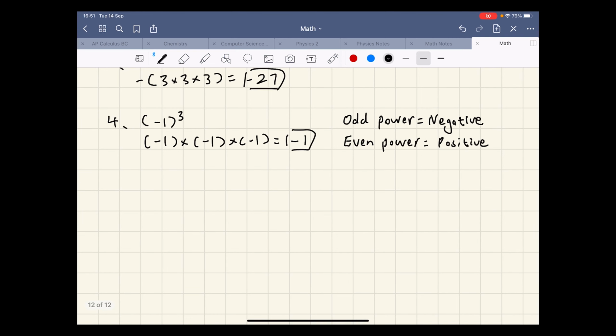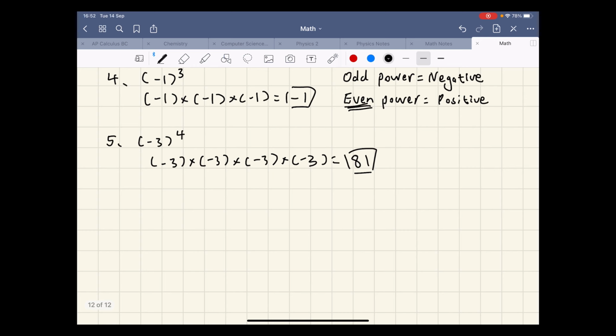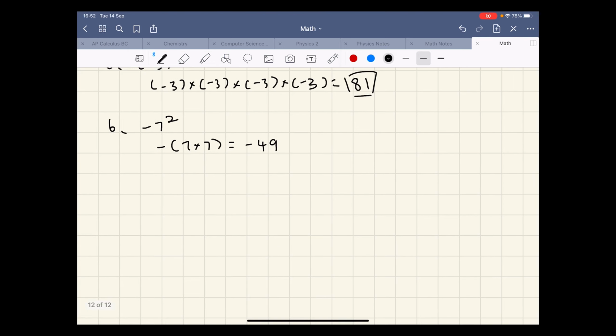However, let's look at number 5, which says negative 3, parenthesis, to the fourth power. So we have negative 3 times negative 3 times negative 3 times negative 3. And since this negative number is raised to an even power, the answer will be positive, and this will give us 81. Number 6, negative 7 to the second power. You just do 7 times 7, and you get negative 49. Number 7, negative 2 to the third power. You do negative 2 times 2 times 2, you get negative 8.